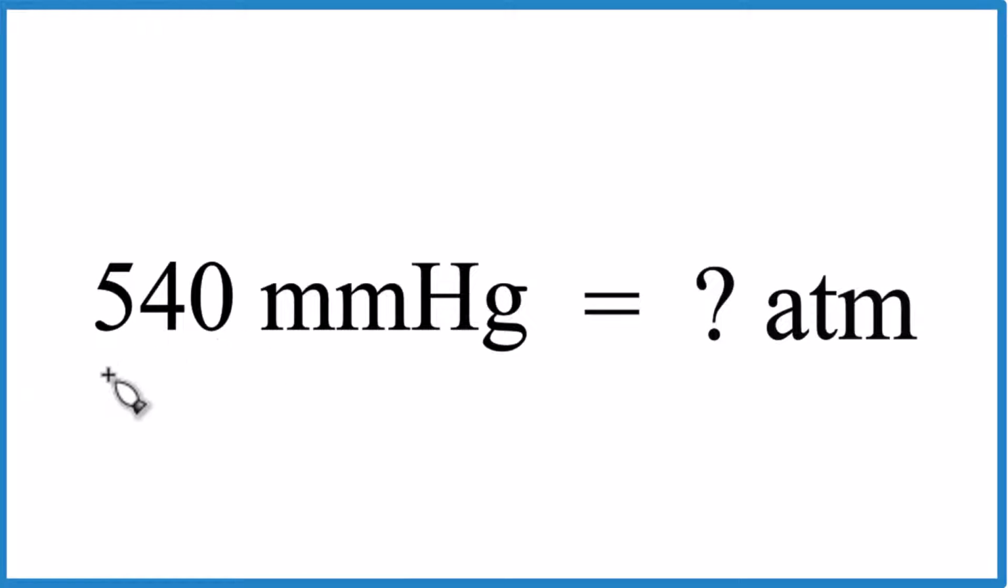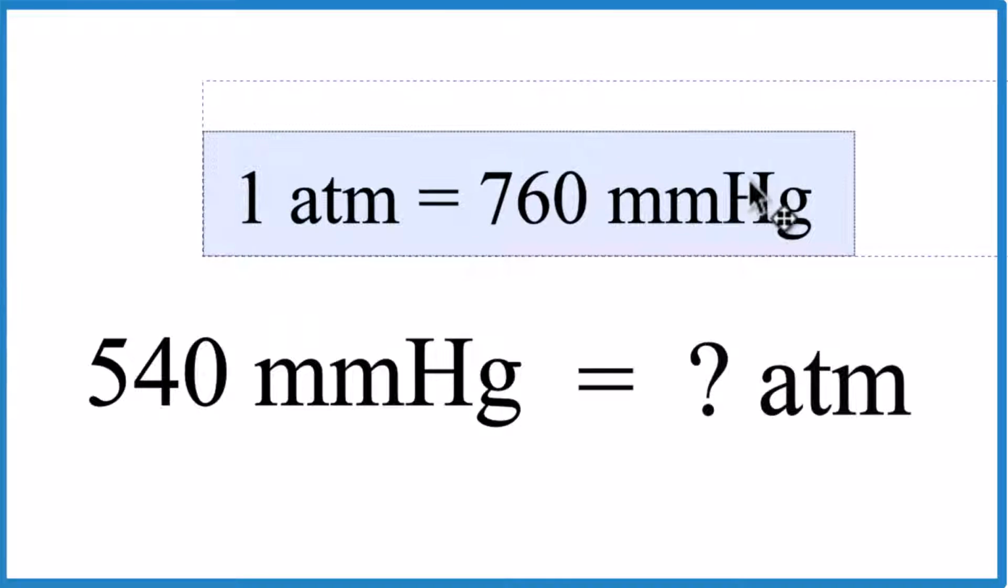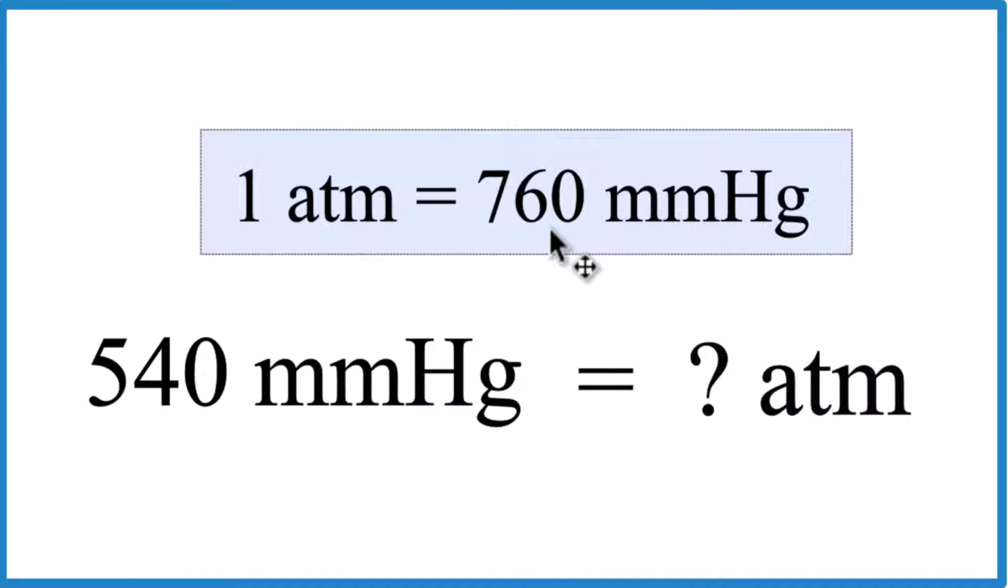So if you have 540 millimeters of mercury and you want to convert that to atmospheres, here's how you do that. We need a conversion factor. It turns out that 1 atmosphere is equal to 760 millimeters of mercury. That's our conversion factor. So what we'll do is multiply our 540 millimeters of mercury times our conversion factor, and that'll give us ATM.